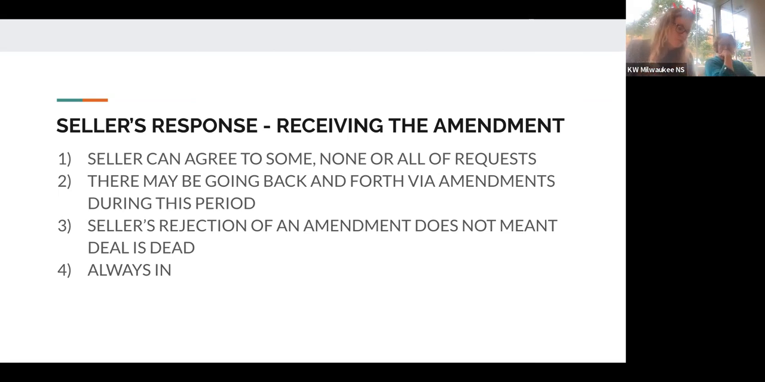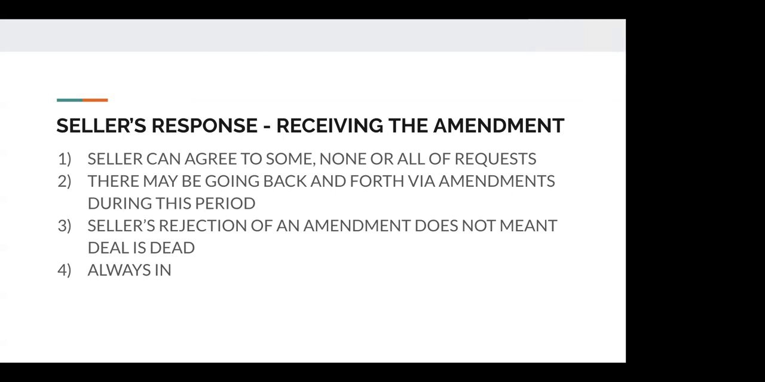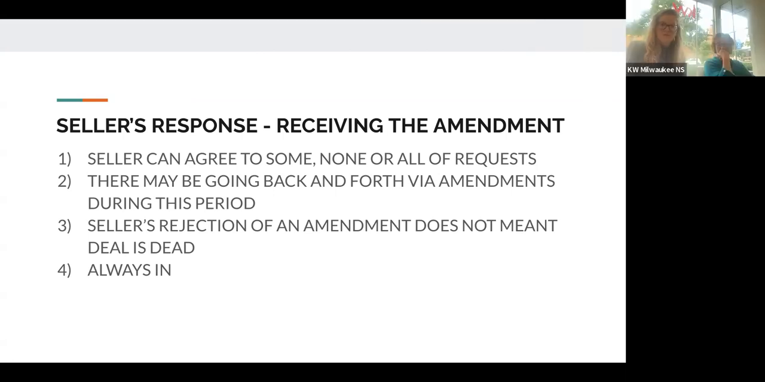So, you know, a buyer sends over an amendment requesting the roof to be fixed, the foundation to be fixed, and a $5,000 credit towards miscellaneous items that have come up on the inspection report. So the seller can receive that amendment and say, I'm down with fixing the foundation and the roof, but I'm not going to give a $5,000 credit. And then there might be just going back and forth between you and the seller's agent on how to come to terms so that both parties feel comfortable moving forward.